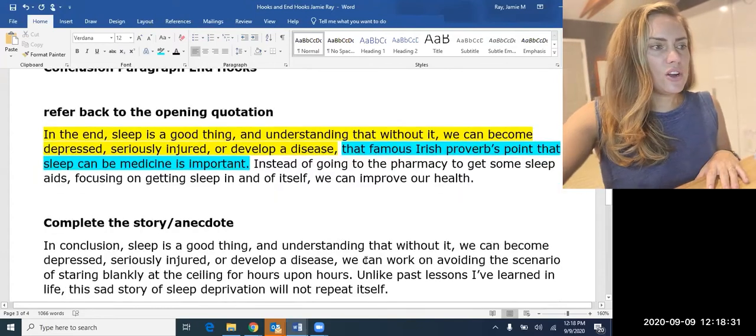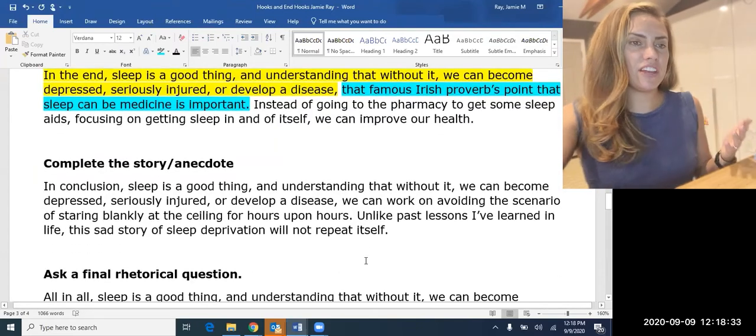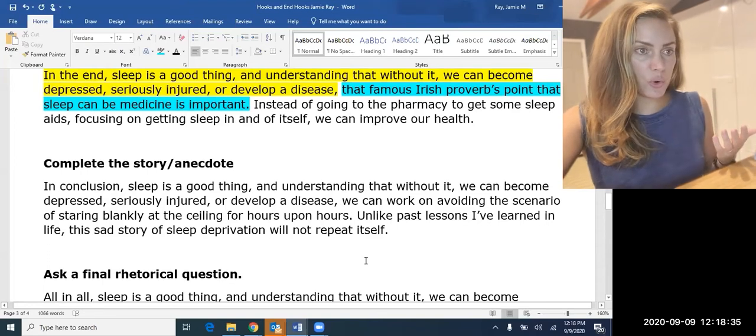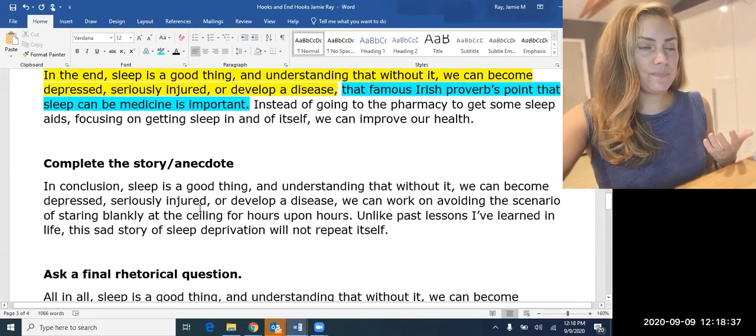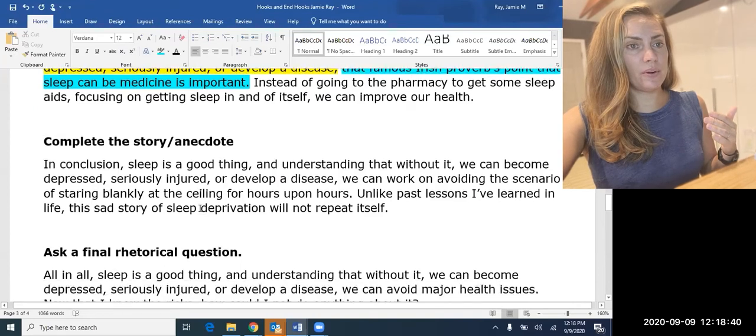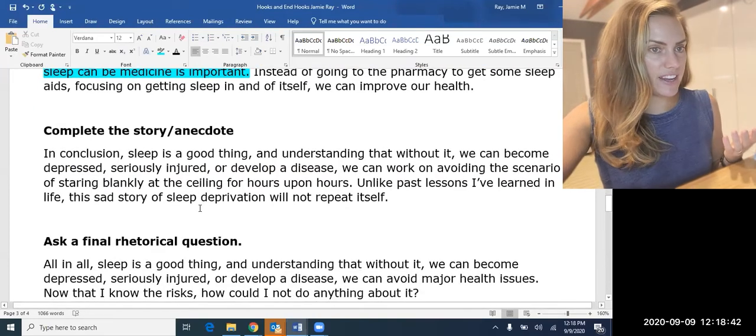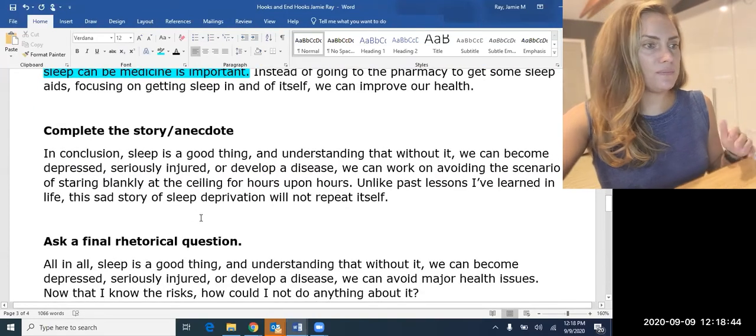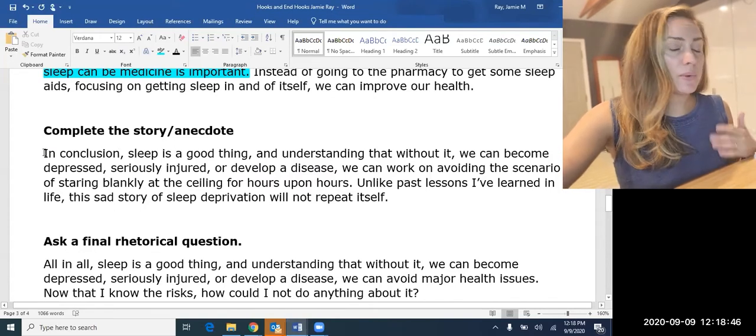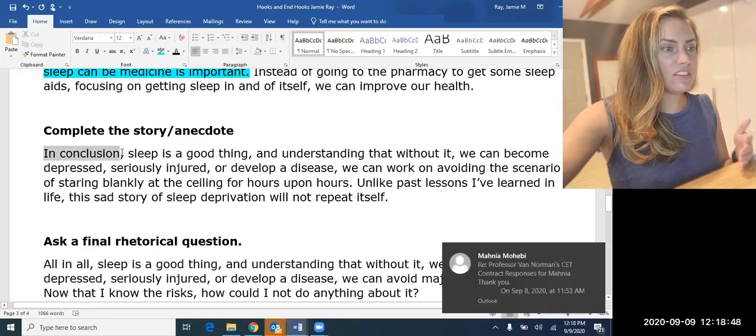Okay. And remember the example of the intro where you can start with a story as your hook or an anecdote? You can also end your paper with an anecdote, the same anecdote, or refer back to that anecdote. So, here, remember, you've got to start with your restatement of the thesis.